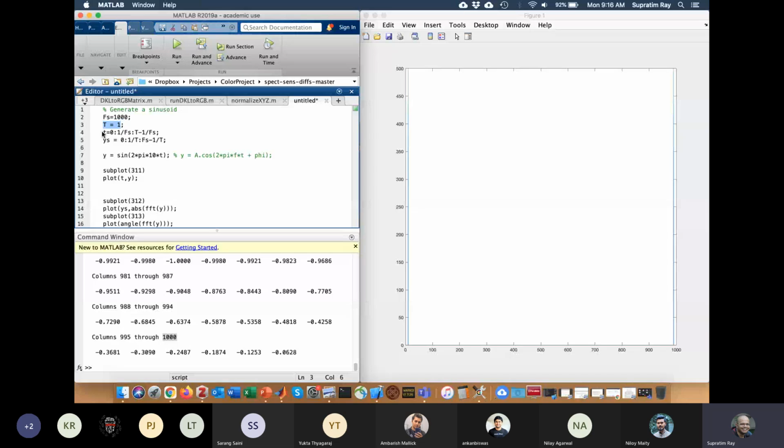Okay, so the t vector has a length of 1000. So the scaling factor is n by 2 actually. This Fourier transform needs to be divided by n by 2 in order to match the amplitude that you get here. Okay, so I'm going to just write n equal to fs multiplied by t.